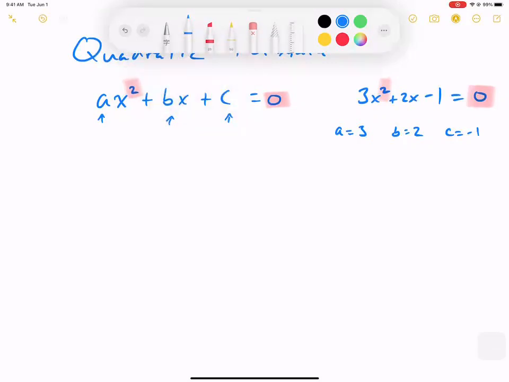And if we have these numbers here, we can use this special formula. x equals negative b plus or minus the square root of b squared minus 4ac, all over 2a.